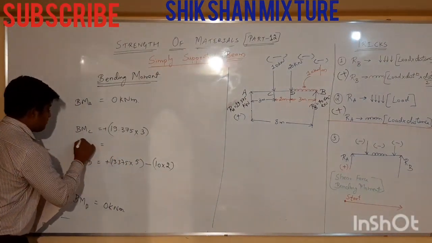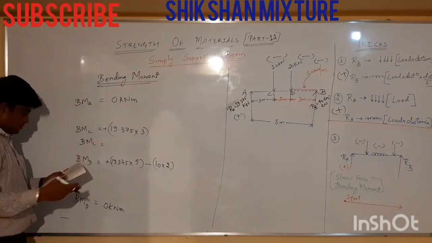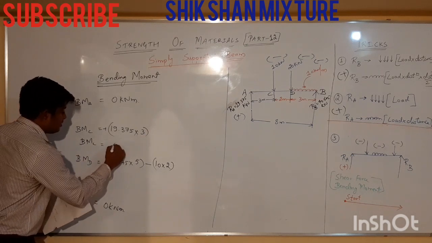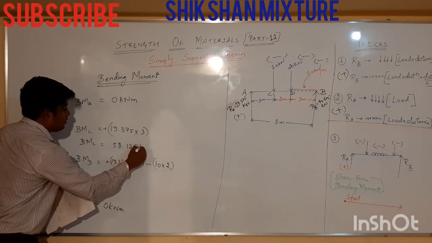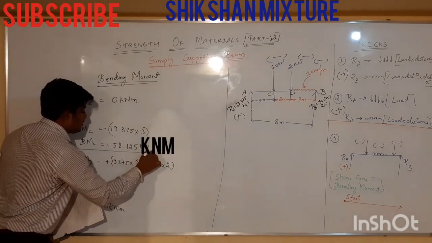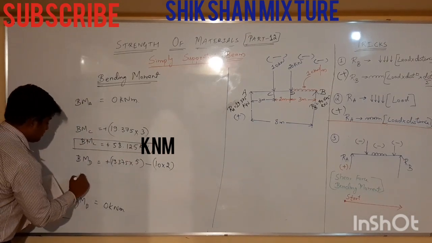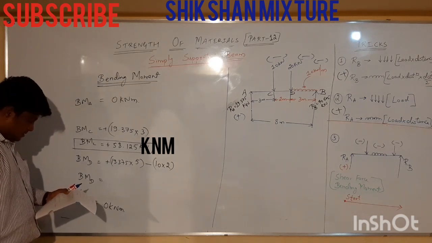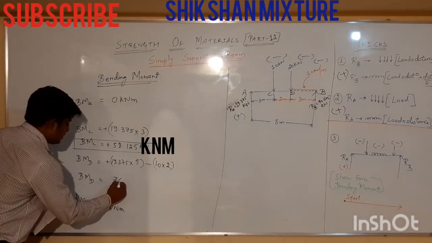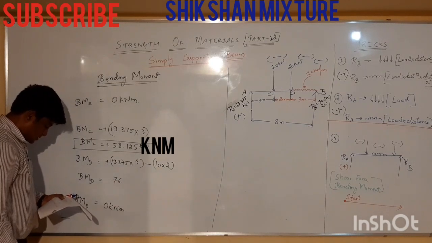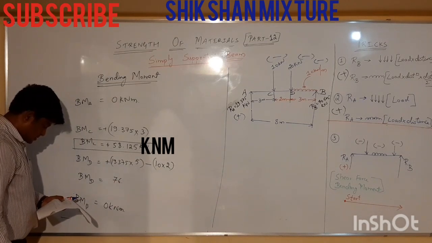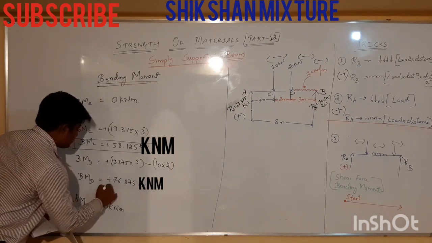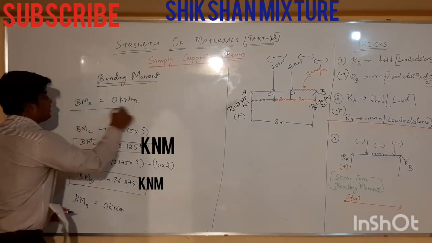Next, the answer for the bending moment at C is equal to 58.125 kilonewton meter. This will be positive. Next, for the bending moment at D, the answer will be 76.875 kilonewton meter, and this is also positive. These are the answers.